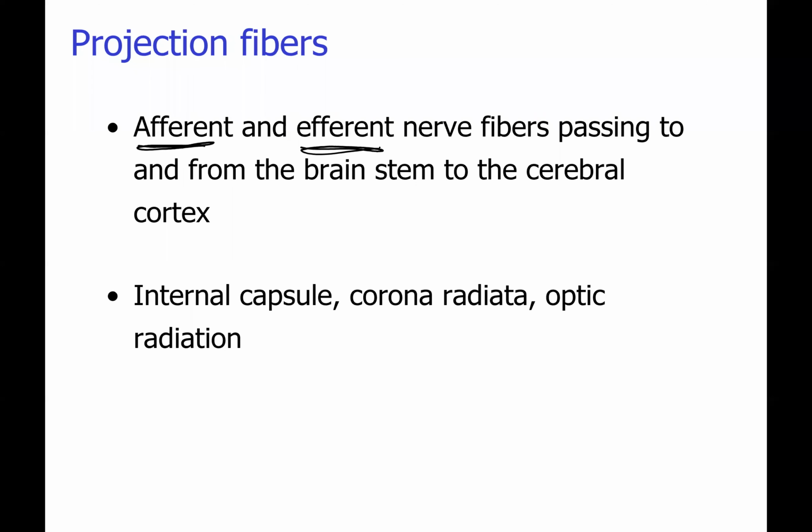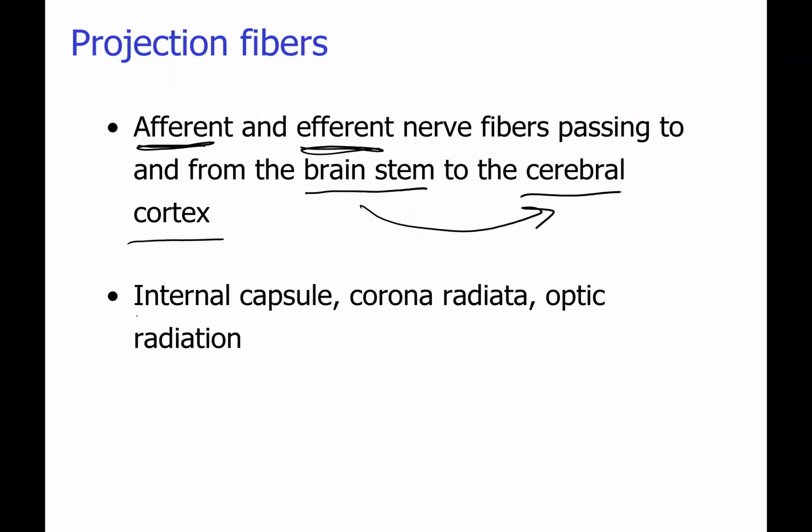So there are sensory projection fibers and motor projection fibers. They pass between the brainstem and the cerebral cortex. So motor ones will start from the cerebral cortex and go into the brainstem, and the sensory ones will start from the brainstem and will go into the cerebral cortex. So these are called projection fibers. Now if you summarize, commissural fibers connect corresponding areas of the two cerebral hemispheres. Association fibers connect areas of the same cerebral hemisphere for proper functioning. And the projection fibers connect the brain stem to the cerebral cortex, either through sensory or motor tracts.